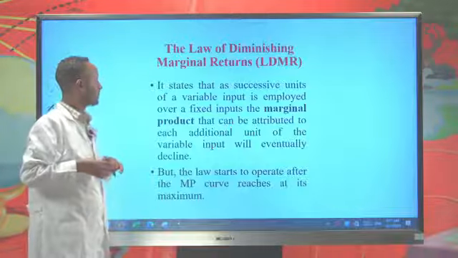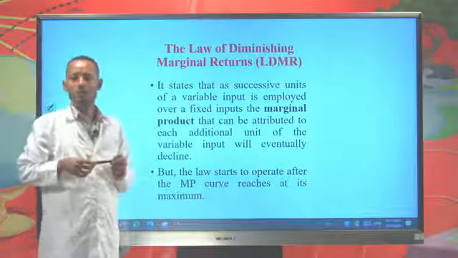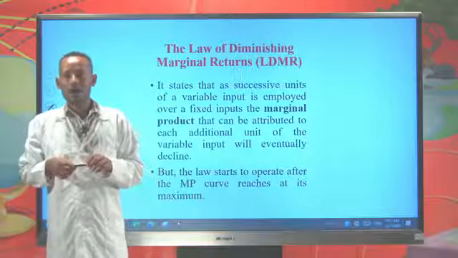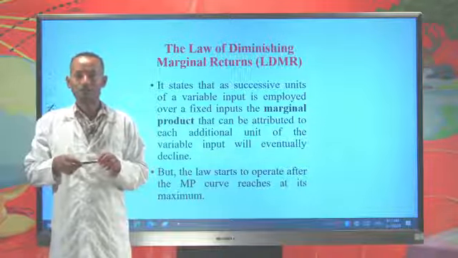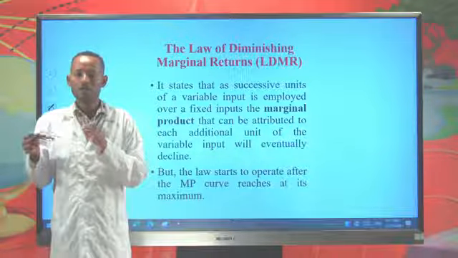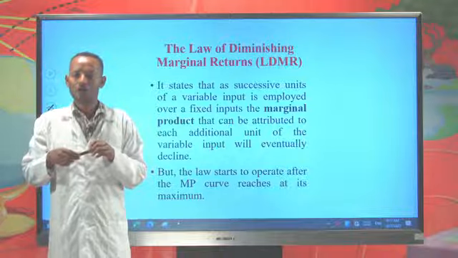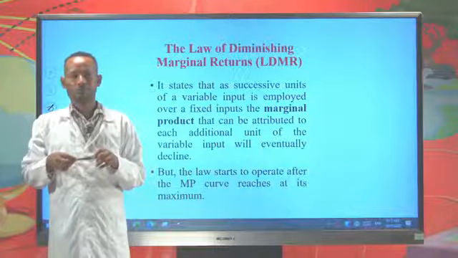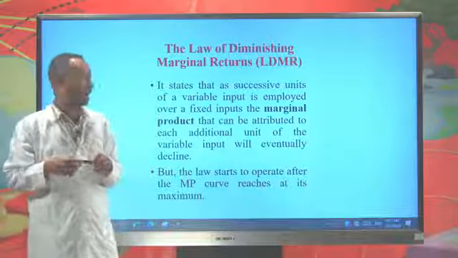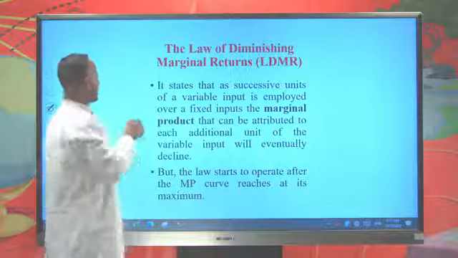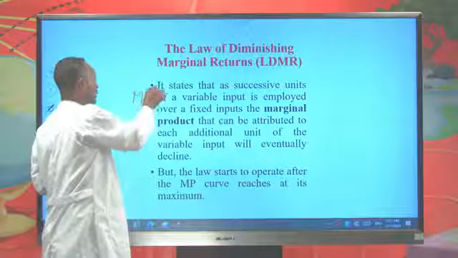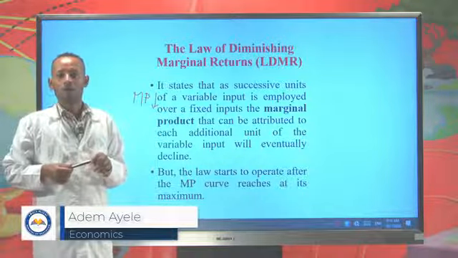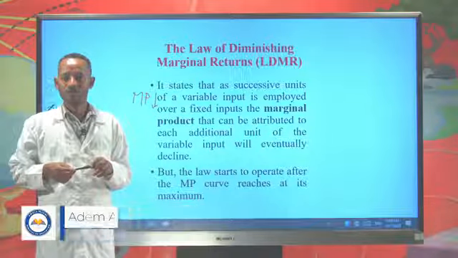Now let's see a law called the law of diminishing marginal returns, LDMR. It states that as we employ successive amounts of the variable input over a fixed input, the additional output that we get from additional employment of the variable input will eventually decline. This law in short tells us the marginal product of the variable input labor will always decline, but the law starts to operate after the MP curve is at its maximum.